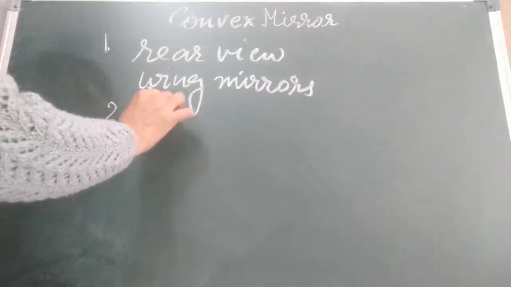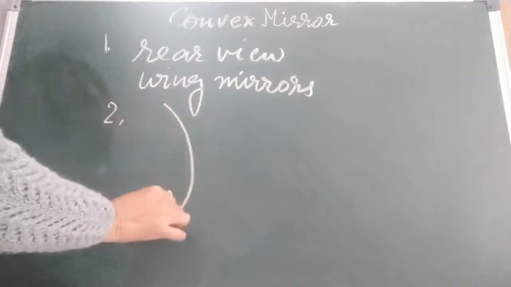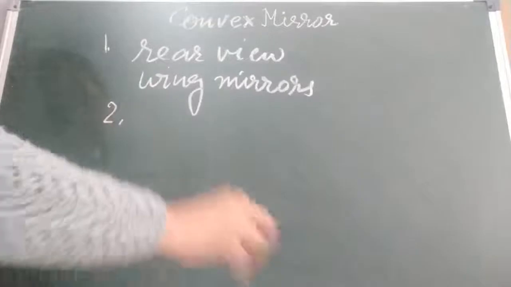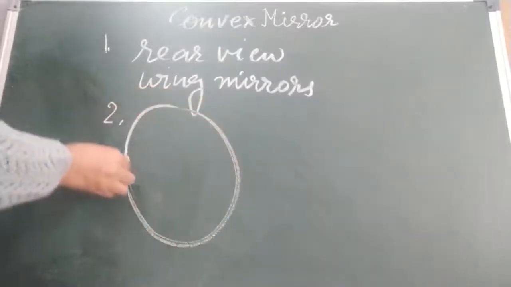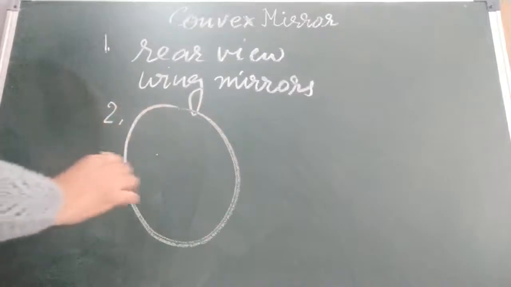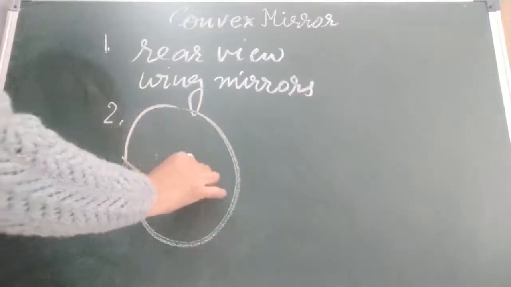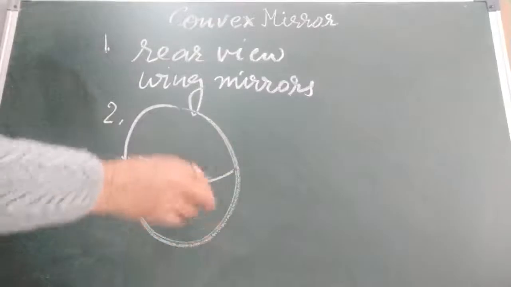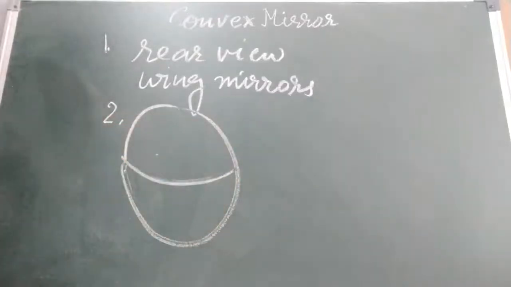You have seen, children, this kind of reflecting surface in the malls and all, convex, and it covers the whole view. What is going on in the supermarket, they can watch in this convex mirror.